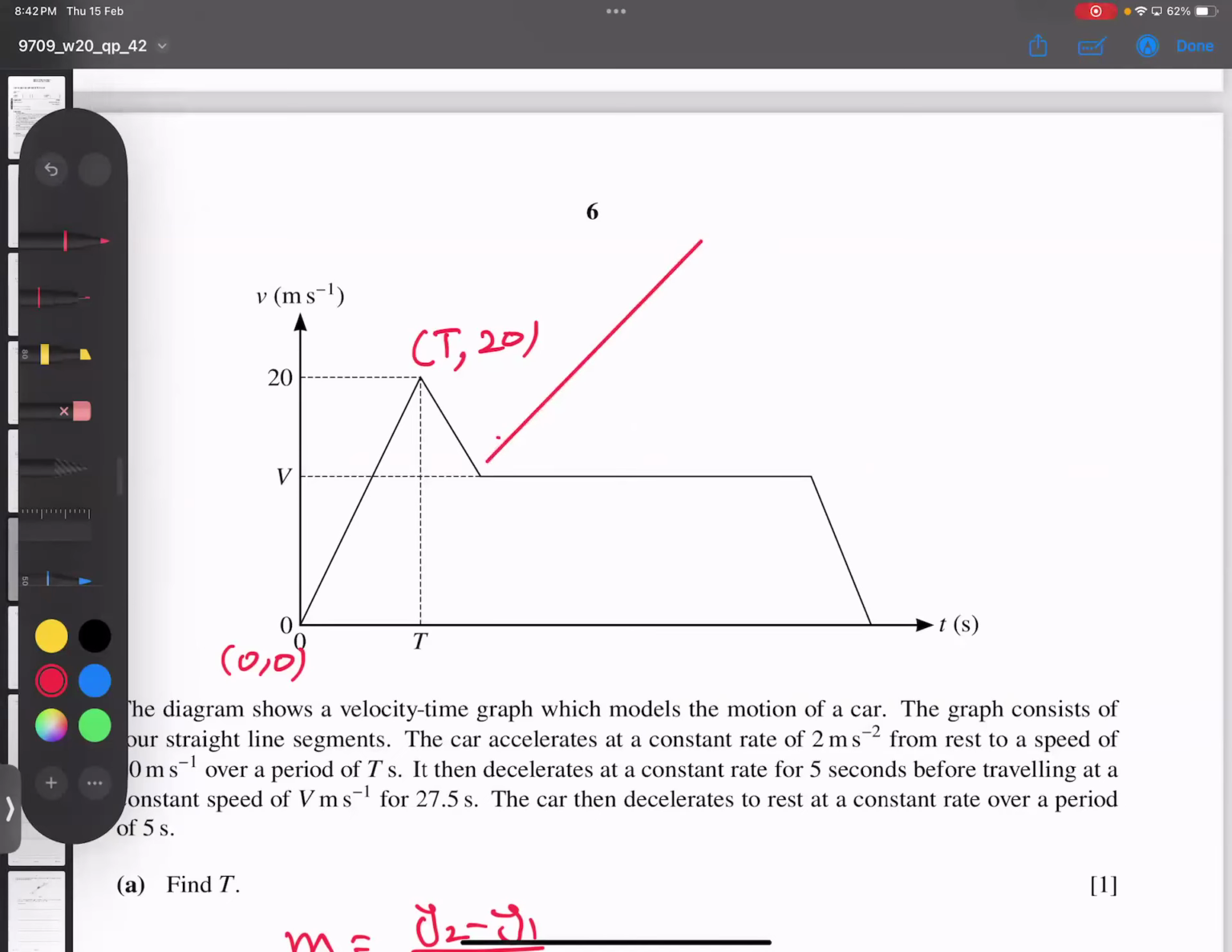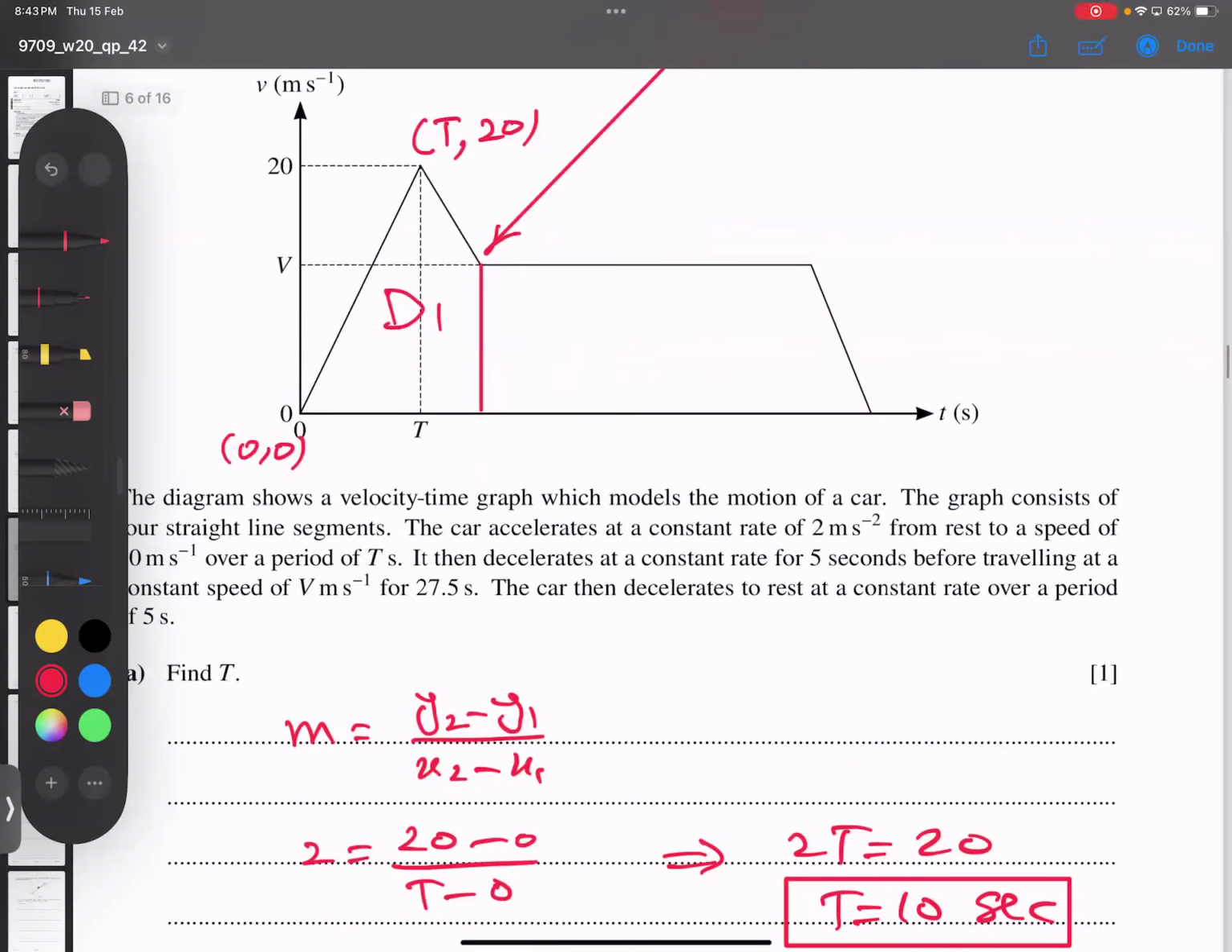First it is accelerating, then decelerating, then constant speed, then decelerating again. So we have two decelerations and one acceleration, and the rest is constant. It means I will drop a line from here. This whole journey I call D1.